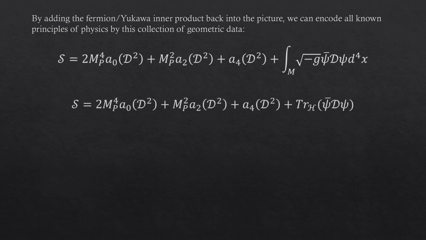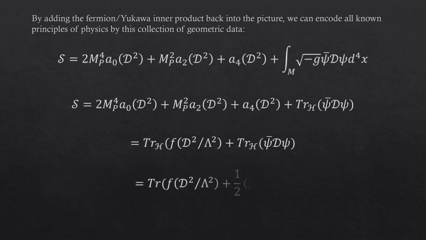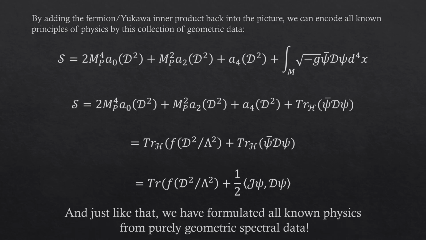We'll write this integral in terms of a Hilbert trace. And then recall that we also have the Hilbert trace to generate these first 3 terms in our series in the first place. So we have a sum of 2 Hilbert traces. We just commonly write the Hilbert trace of the Dirac operator as an inner product, often with a normalization factor of 1/2, depending on what aspect of the theory you're wanting to work on and what energies you're interested in. But just like that, we have formulated all known physics from purely geometric spectral data.